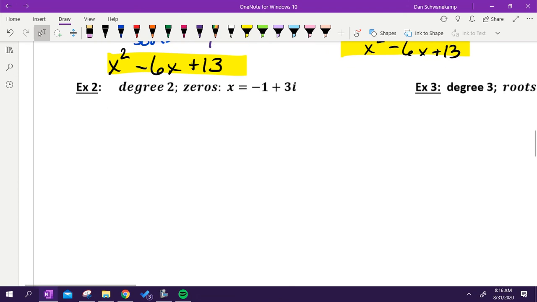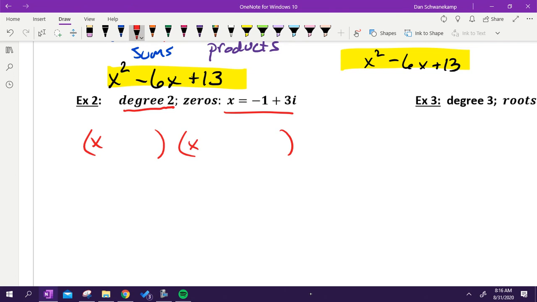All right, let's do example 2. Example 2, we are making a degree 2 polynomial with the zeros negative 1 plus 3i. Okay, we're going to create a polynomial. So first thing we're going to do is write some factors. It's degree 2, so I know I need 2 separate factors.